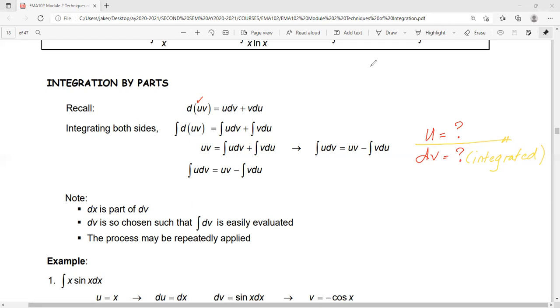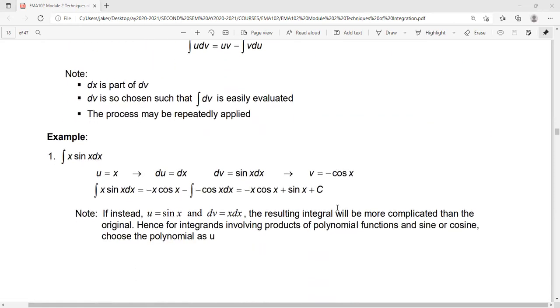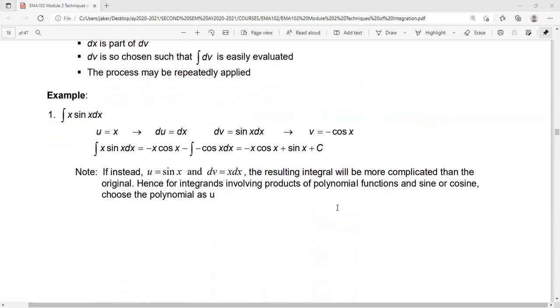But that's the suggestion. If you have a polynomial, assign it as the u, and the rest of the expression is dv. You don't select a dv that cannot be integrated right away. If it cannot be integrated, you switch the dv and the u. Okay? Now I'll clear my markings here and go straight to the examples. I'll write the answer in here. Now, I'll use this one.